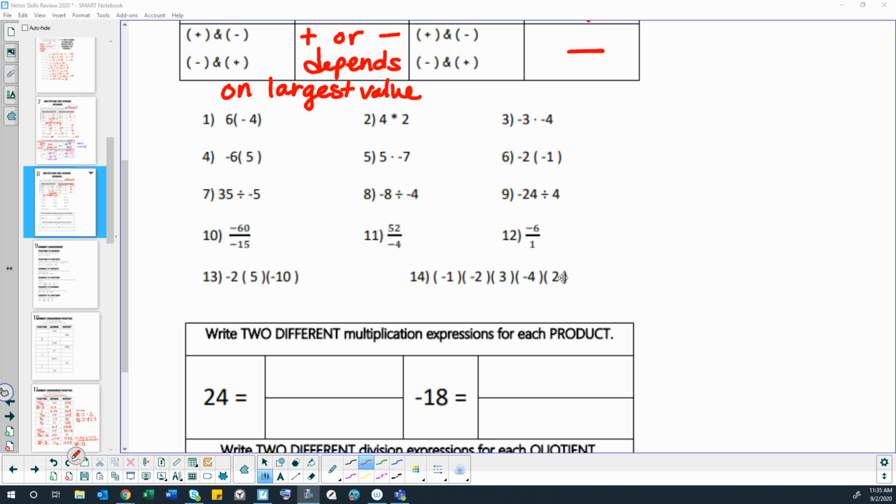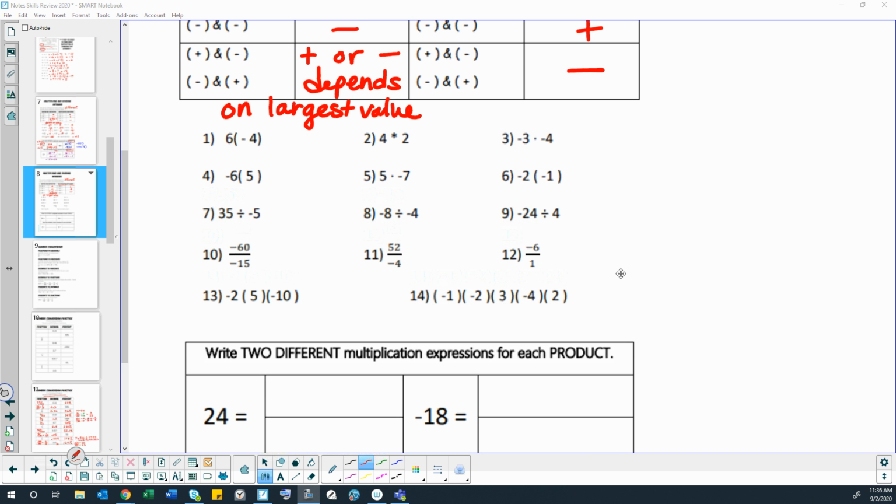If you have more than one number you're multiplying together, count the number of negatives to figure out whether your final answer is going to be negative or positive. If there's an even number of negatives, your answer will be positive. If there's an odd number of negatives, your answer will be negative. So let's look through some of these together.